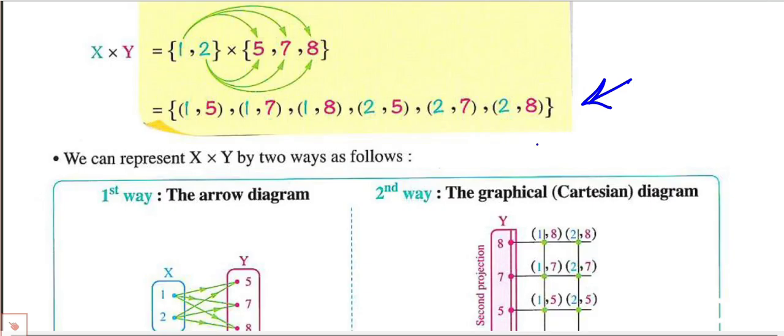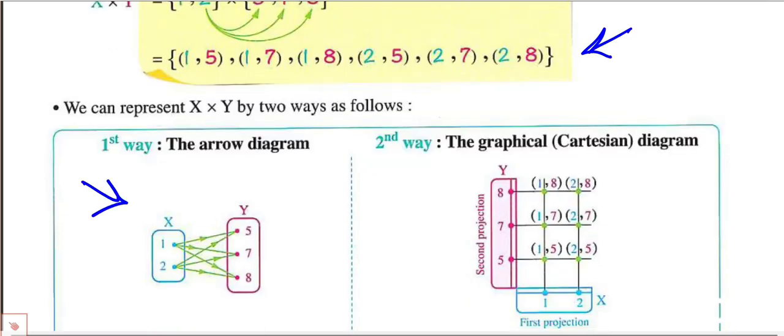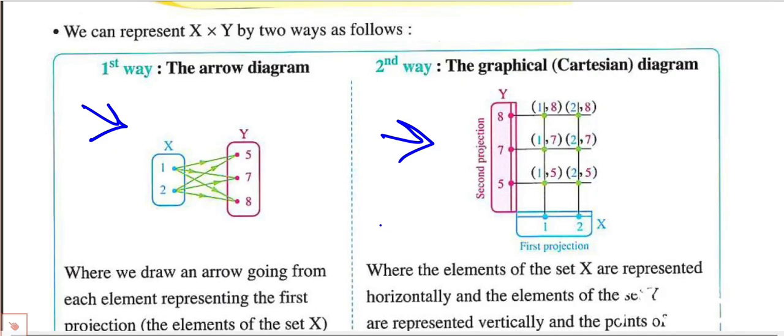This is the Cartesian product, and then this is the arrow diagram. You know this, and this is the graphical or Cartesian diagram. And by the way, you don't have to write the ordered pairs of each point, but I prefer to write them. Yes, please write them.